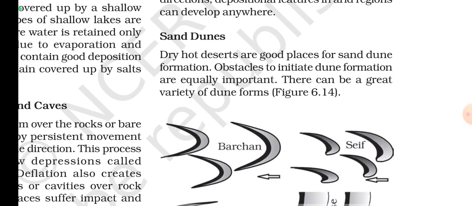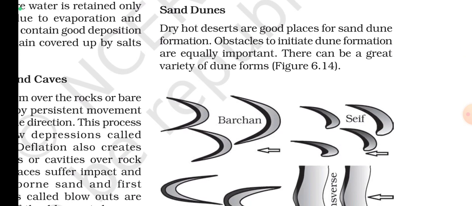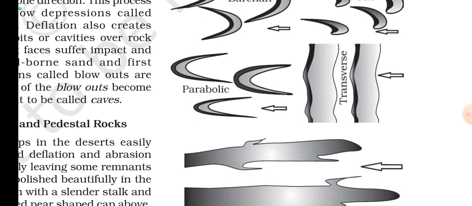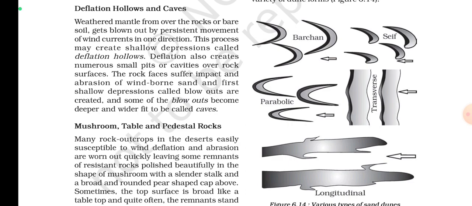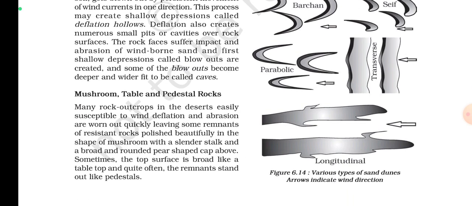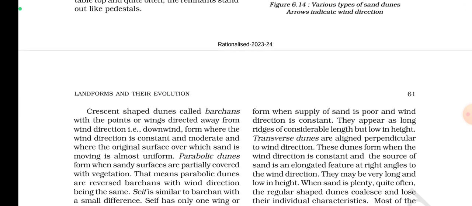Now sand dunes. Dry hot deserts are good places for sand dune formation. Obstacles to initiate dune formation are equally important. There can be a great variety of dune forms. ओके तो ये ड्यून फॉर्म्स जो बहुत इंपॉर्टेंट है, टाइप्स ऑफ ड्यून, सैंड ड्यून से बारखान है, सीप है, पैराबोलिक है, ट्रांसवर्स, इसका कैरेक्टरिस्टिक्स क्या है, लॉन्गिट्यूडनल क्या है, ये पढ़ना है आपको.